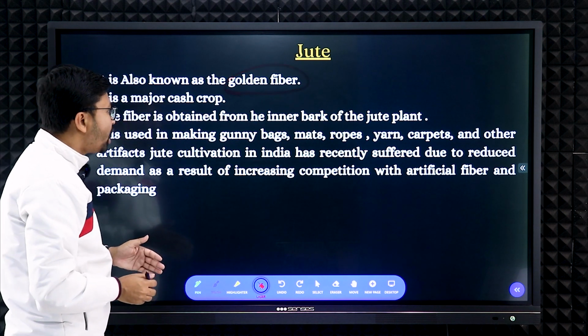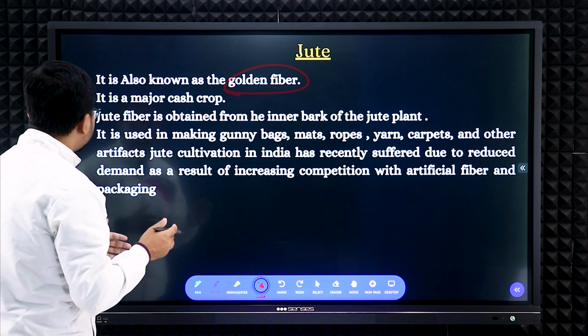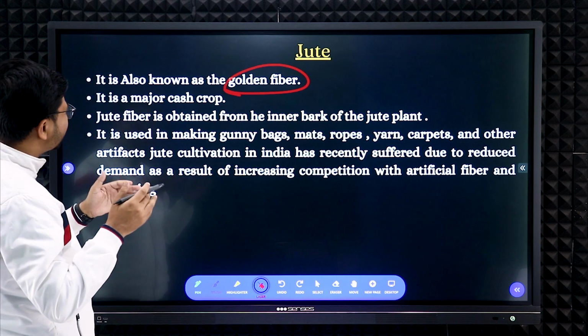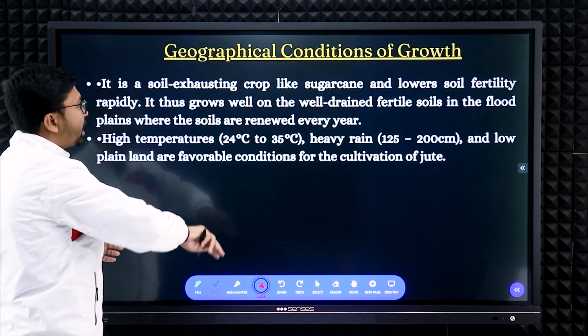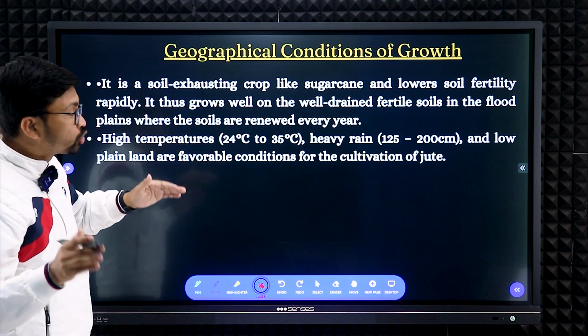Jute is considered a golden fiber, right? And it is useful for many purposes. It is one of the major cash crops of India. Next, here you can see the geographical conditions for the growth of jute cultivation.